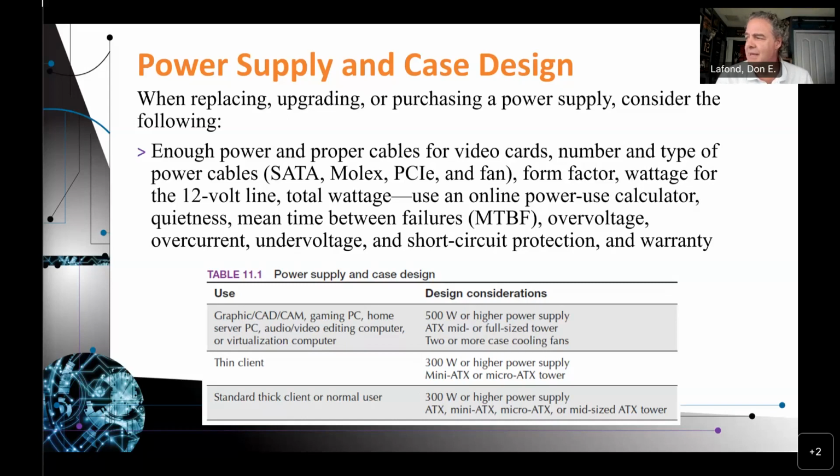Thin client, 300 watts, or they just say a high power supply, right? 300 watts is a pretty small power supply. You can still use a higher power supply, but 300 watts is the minimum. Mini ATX, because you're not pushing a whole lot of connections. You have one to your mouse, one to your keyboard, one to the internet, and one to your video, your monitor. So maybe 4 connections.